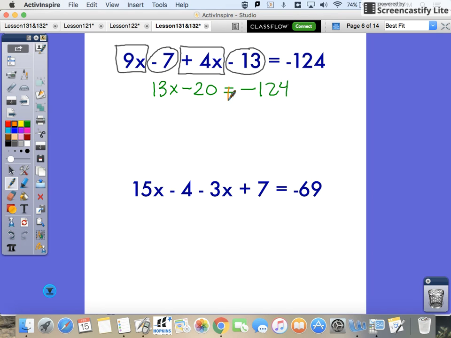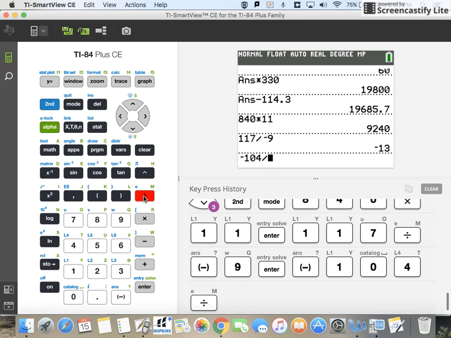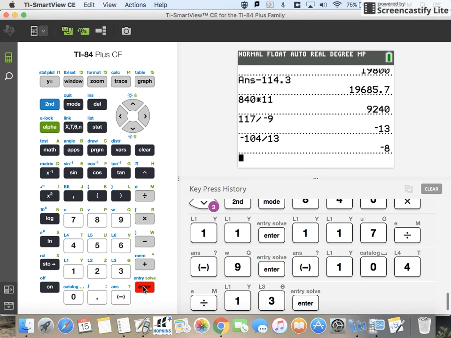Now this is just like the previous page. Drop a line and do SADMEP. So we're going to add 20. 13x equals negative 120. If you go up 20, you're still in the negative at 104. Then divide by 13. Divide by 13. Negative 104 divided by 13 is negative 8.